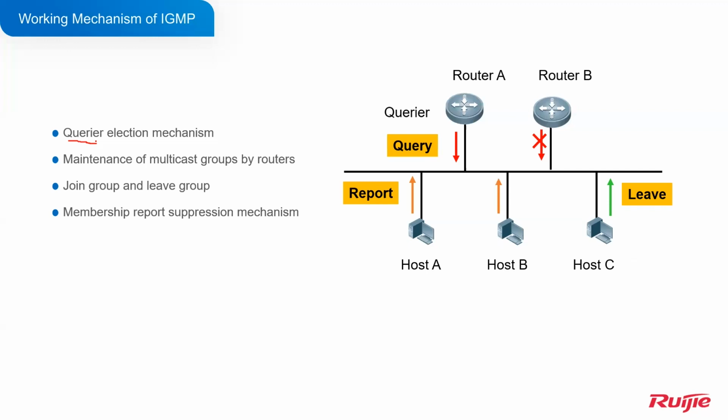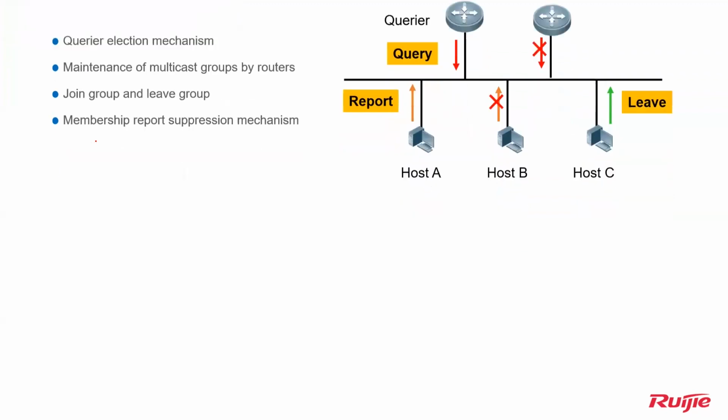No matter whether there are any reports of the same group from another host, in this case, host B doesn't need to send the report again. This is called the report suppression mechanism. In this way, we can reduce the control messages in the network segment and improve the efficiency, right?